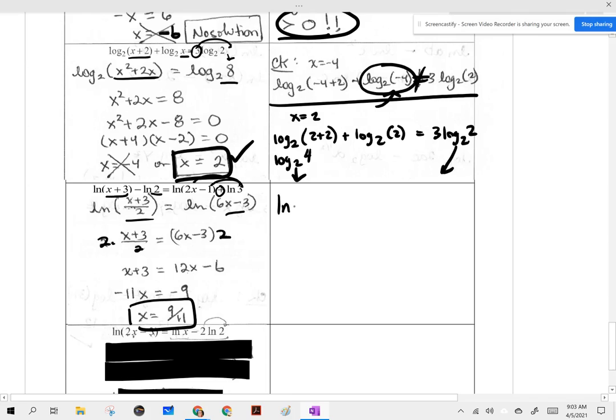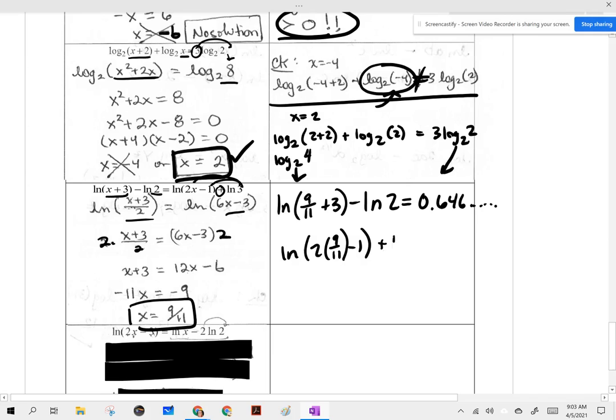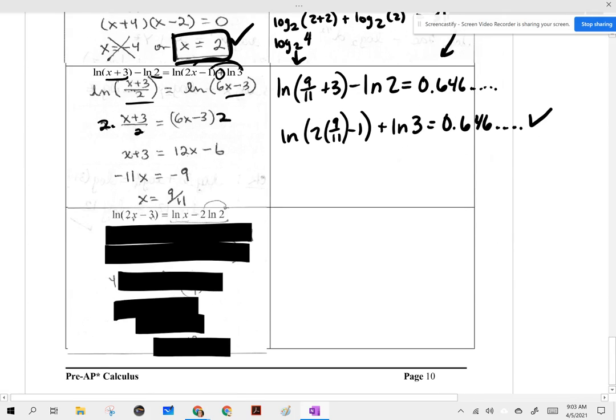So if I were to take my calculator, and I'm going to go 9/11 plus 3 minus ln 2. When I put that in my calculator, I get 0.646 and so on. And then I want to check ln 2 times 9/11 minus 1 plus ln 3. I put this into my calculator and I get the same thing. So I'm good. All right, last one here.